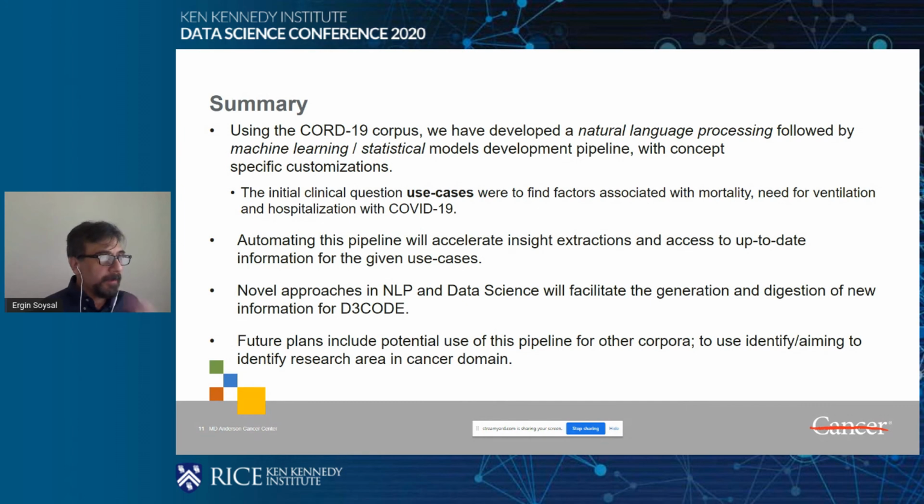In summary, we are using the COVID-19 corpus to develop a pipeline using natural language processing as well as statistical and machine learning models. The initial use cases were mortality rate and the need for ventilation or hospitalization with COVID-19, and all relevant concepts that may have an impact on these important factors. We believe that these novel approaches will facilitate the generation and digestion of new knowledge and information to proceed with further research with clinical applications.